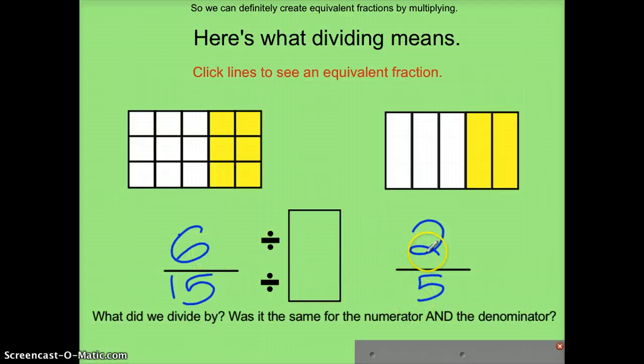6 divided by blank is 2. I think that's 3. And 15 divided by blank is 5. I think that's 3. I can also check by doing the inverse operation, multiplying. 2 times 3 is 6. 5 times 3 is 15. I know 6/15 is equivalent to 2/5.